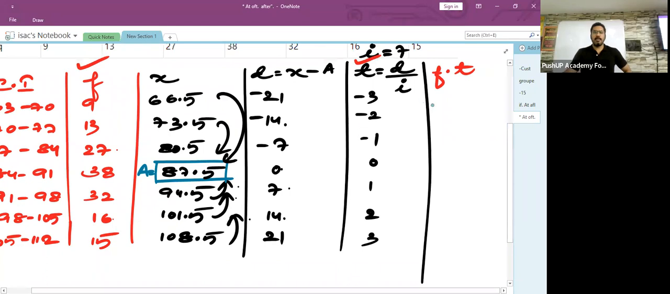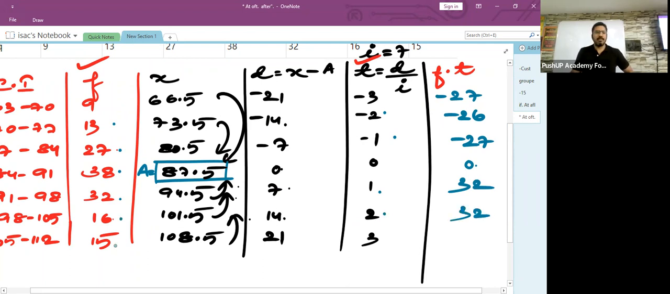Let's do f into t. 9 into minus 3 is what? Minus 27. 13 into minus 2 is what? Minus 26. 27 into minus 1 is what? Minus 27. Are we going right? Yeah. 38 into 0 is 0. 32 into 1 is what? 32. Then 16 into 2 is what? 32. 15 into 3 is what? 45.